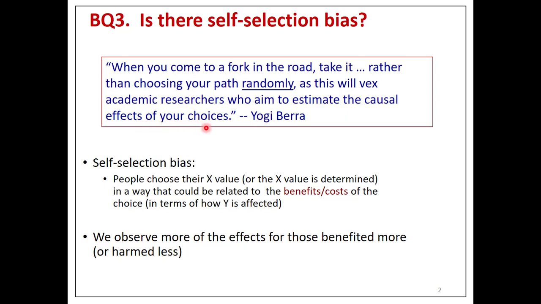Okay, so self-selection bias is unfortunately the concept that people choose their key X value, or that key X value is determined in a way that could be related to the benefits and costs of the choice in terms of how the outcome, the dependent variable, is affected. So basically what's happening is that we're observing more of the effects for the people or the entities who benefit more from the treatment, or who are perhaps harmed less by the treatment.